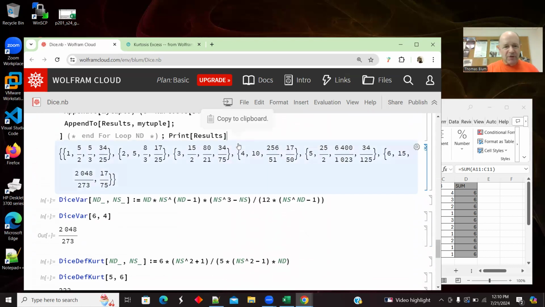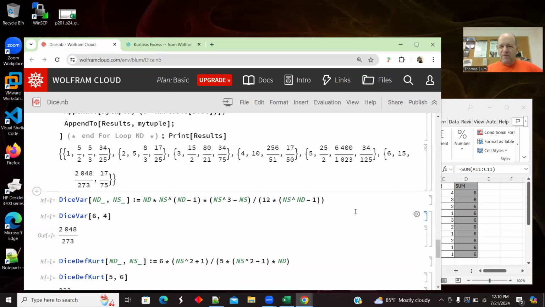I was up and down all over the place, but just in the history of things, that's where I ended up. And it also comes out pretty quickly. Again, if the number of sides of the dice gets large, then I have to sort of cut back a little bit on my ND. Okay. And then I just sort of stared at these numbers for a while and found a formula for the variance in terms of NS and ND.